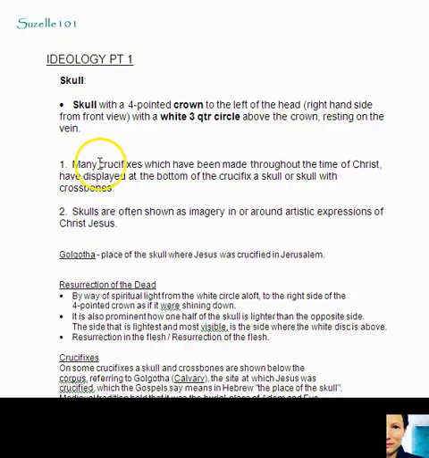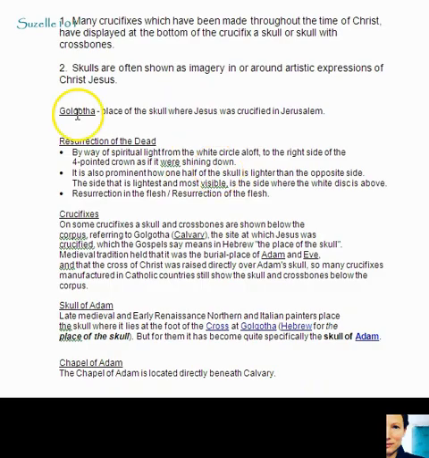Point 1. Many crucifixes which have been made throughout the time of Christ have displayed at the bottom of the crucifix a skull or a skull with crossbones. Skulls are often shown as imagery in or around artistic expressions of Christ Jesus. Golgotha, place of the skull where Jesus was crucified in Jerusalem.